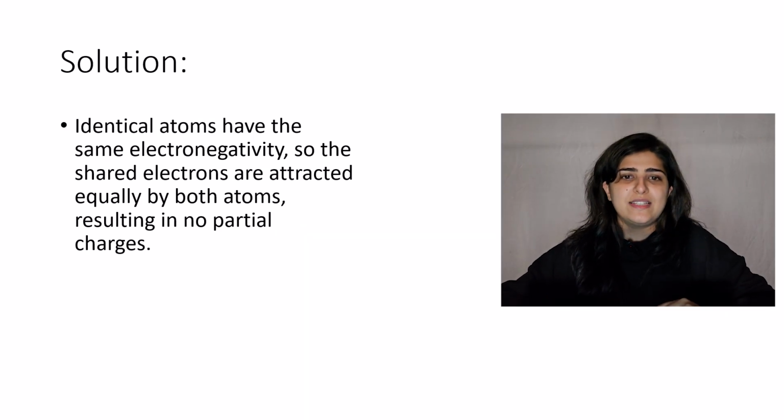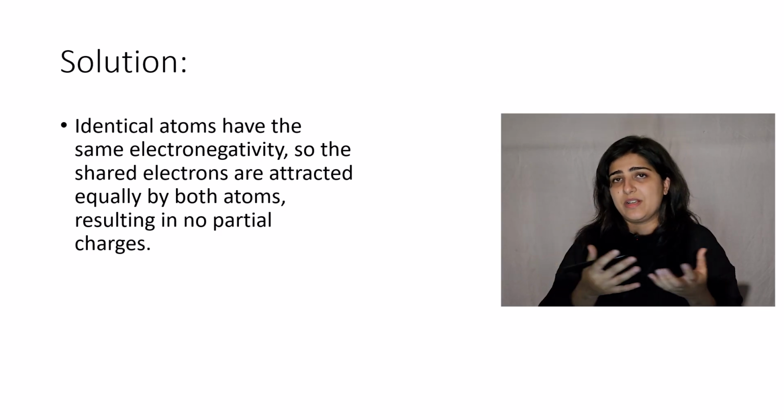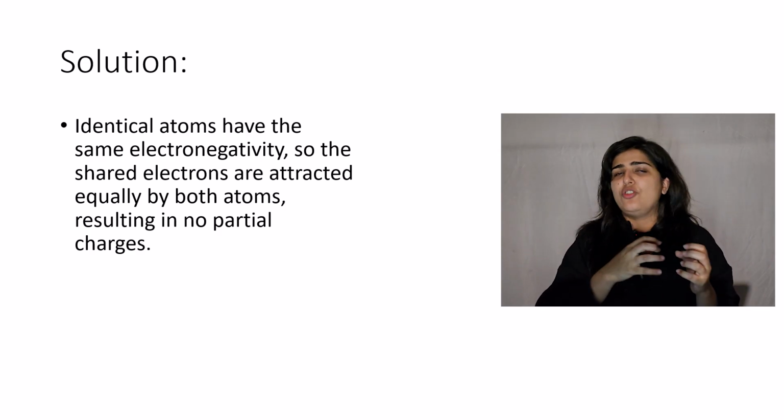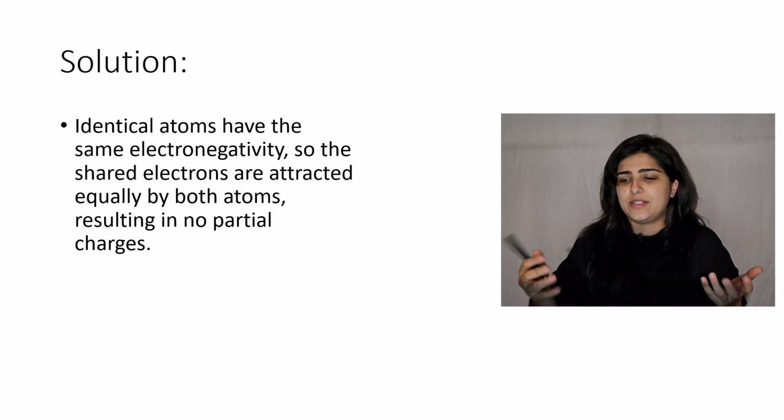You can see the solution on the screen. Identical atoms tend to have, of course, the same electronegativity because they are the same, right? So they will always end up sharing electrons. They are not going to be snatching it from one another, therefore resulting in no partial charges.